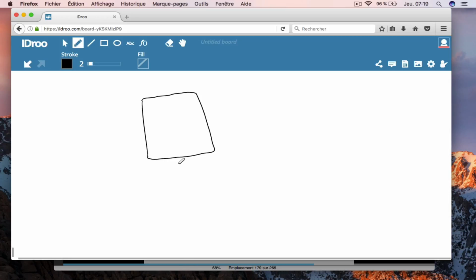And we know the side of this room. And we are interested in the area of this room.